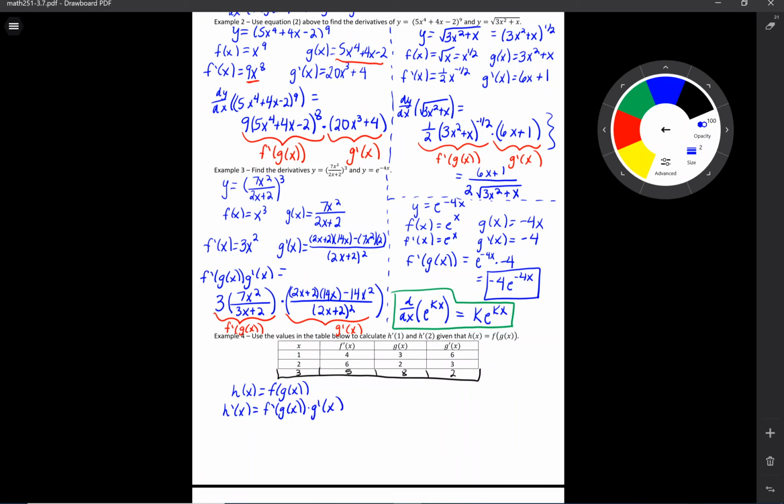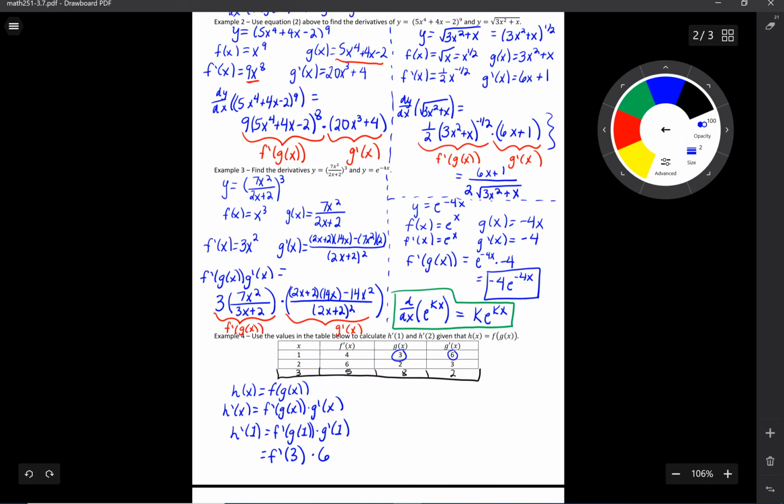That's just using the chain rule. Since I have a composite function, to take the derivative we have to use the chain rule. So h prime of 1 is f prime of g of 1 times g prime of 1. And now I need to look at my table to see what g of 1 and g prime of 1 are. So g of 1 is 3. g prime of 1 is 6.